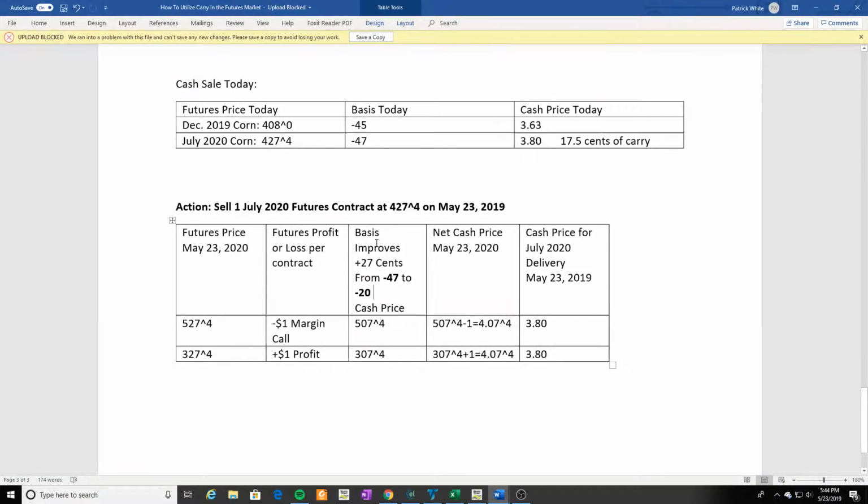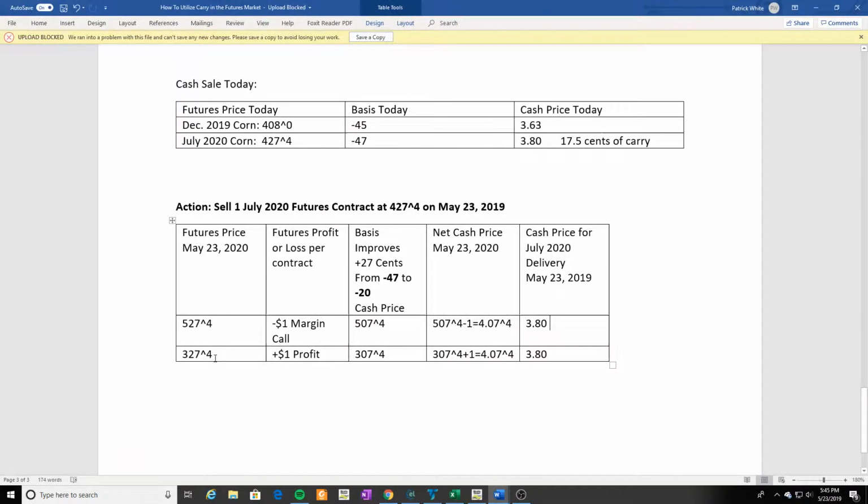So let's just take a look at this here. When you go into the co-op, you'd be getting 507.5 across the scale for your corn. And when you factor in the $1 margin call that you would have had, and the 20 cent under basis, that would net out to 407.5. And how does that compare? Well, you could have gotten the 380 from up here, the July 2020 spot price. You could have gotten the 380, but by locking in this 47 under basis, you would have left 27 cents on the table, hypothetically, if you would have done that and not utilized futures.